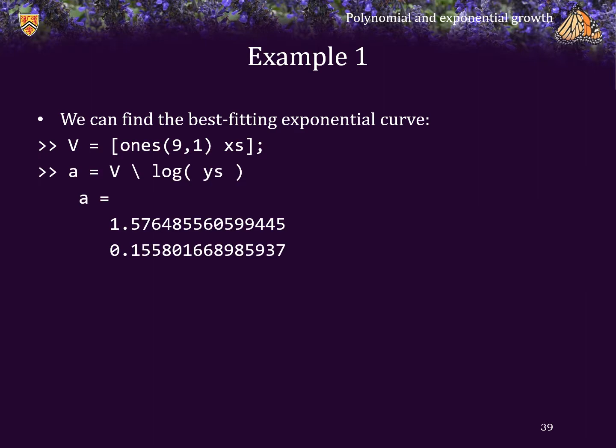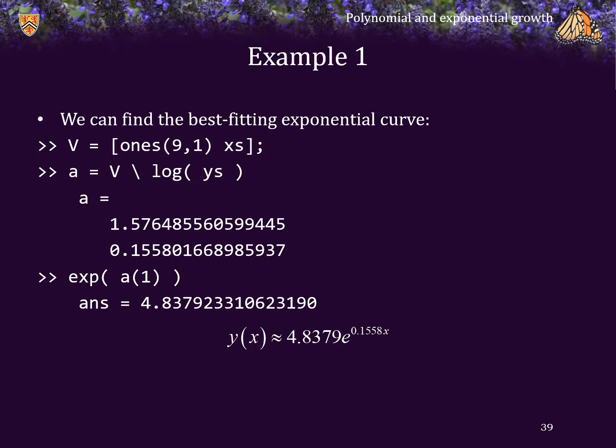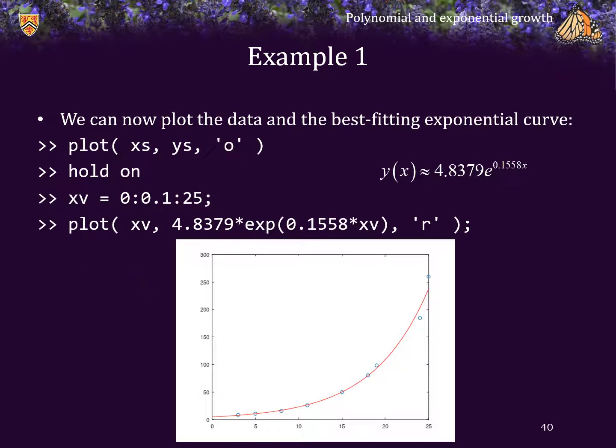We can solve this by having the target vector being log of the y values, or the target values, and therefore we get these two results. The first one is the log of the actual a, and the second is the multiplier in the exponent. We can raise the first one to e, and we get that result. Therefore, the best fitting exponential is approximately 4.8379 times e to the 0.1558x.